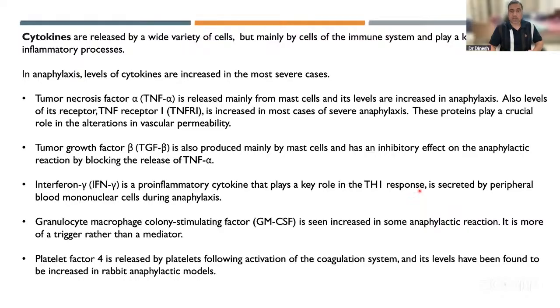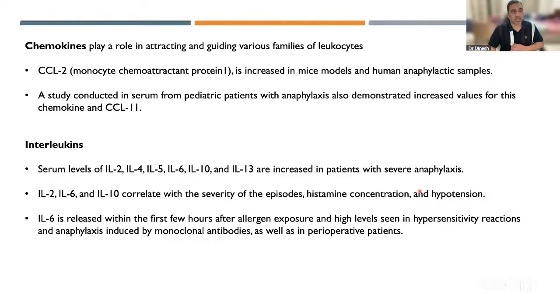GM-CSF has been studied because it is seen in some anaphylactic reactions, but it is found to be more of a trigger rather than a mediator. And platelet factor 4, which is released by platelets following the activation of the contact system, its levels again have been seen to increase in certain anaphylactic models in rabbits.